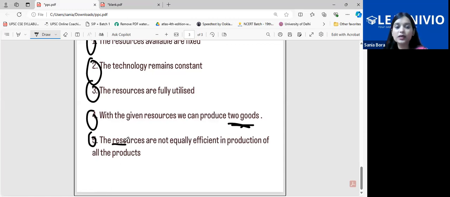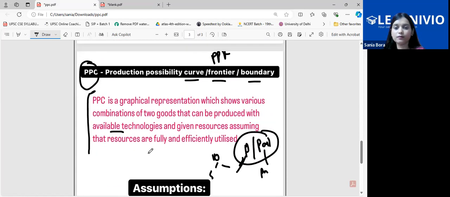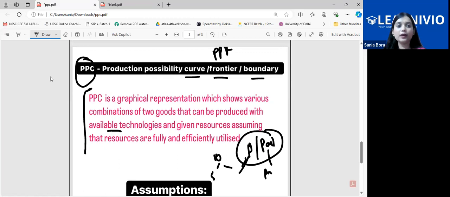So the resources, we teachers are also resources. Now resources are not equally efficient in production of all the products. So it means that all the teachers are not equally efficient in teaching all the subjects, right? Similarly with any resource you have, from that resource you cannot produce everything. From a piece of wood, you cannot produce chocolate, right? So that means this resource is not efficient to produce chocolate. So these are the assumptions. Clear? Okay, could you write it down?